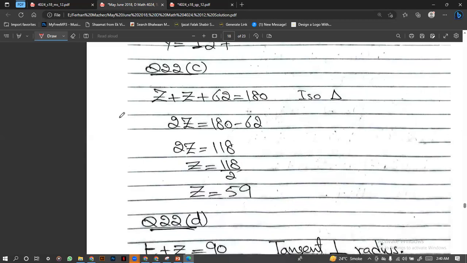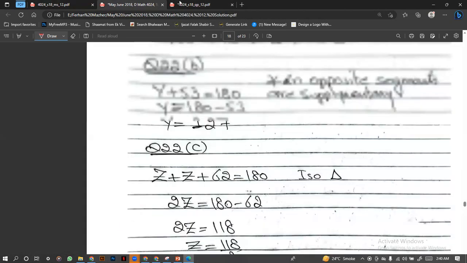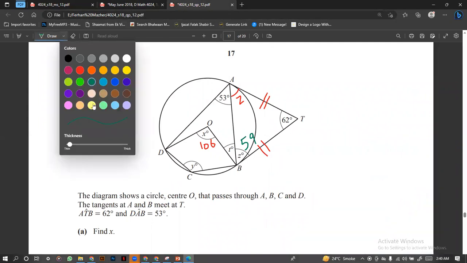So Z plus Z plus 62 is equal to 180. The reason is that the triangle is an isosceles triangle. So 2Z will be equal to 180 minus 62, and 2Z will be equal to 118. So Z will be equal to 118 divided by 2, and that is 59. So this angle is how much? 59. And we have found the value of Y. The value of Y was how much? 127.